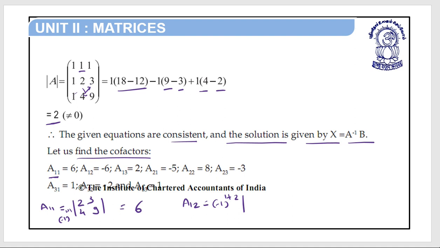First row, second column: 1 3, 1 9. So minus 9 ones are 9, minus 3, minus 9 minus 3 is equal to minus 6. Same way for A21, A22, A23, A31, A32 and A33.